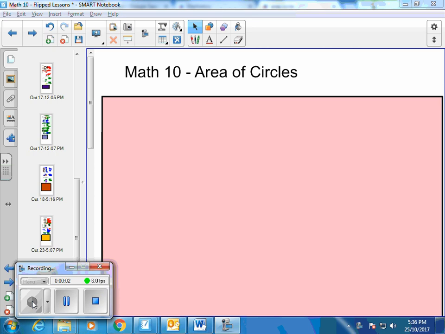Welcome to math class. We are continuing on in Math 10. We are looking at area of circles now.